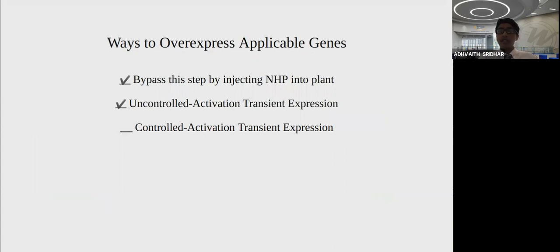So previous research done in this field has tried to enhance systemic acquired resistance by increasing the levels of NHP in a plant in two main ways.